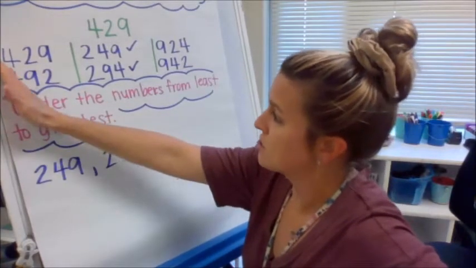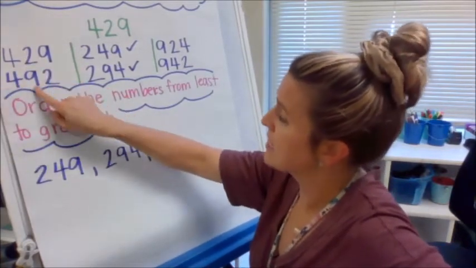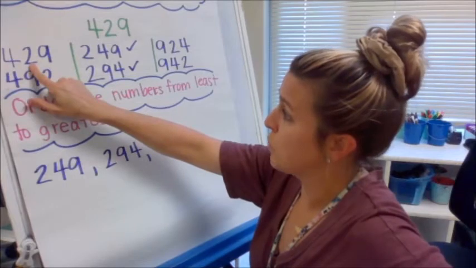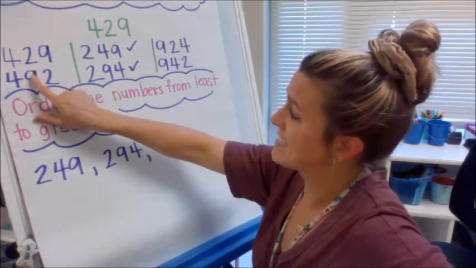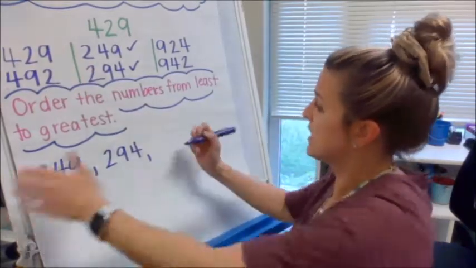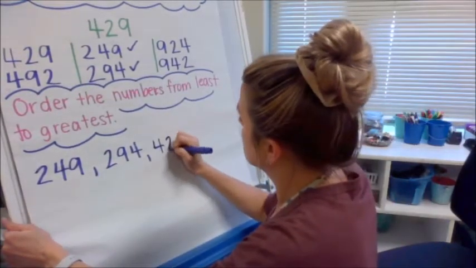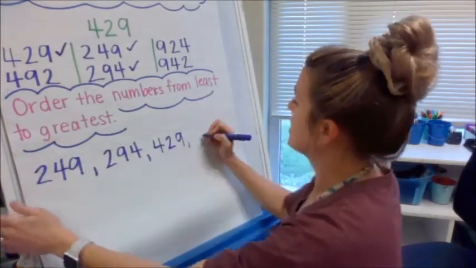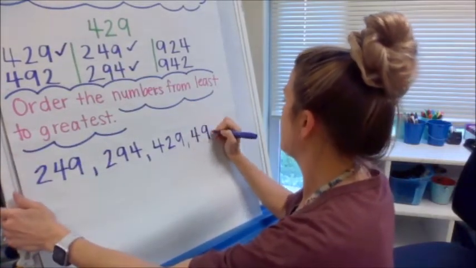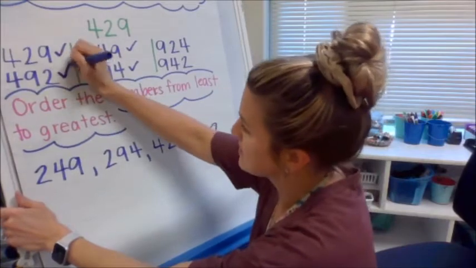So I've looked at my hundreds place, they're the same. Now I need to look at my tens. 429, 492. 2 is less than 9, so 429 is going to come first. 429, and then I know 492 is going to come next.